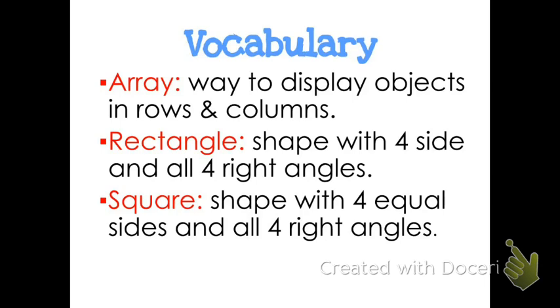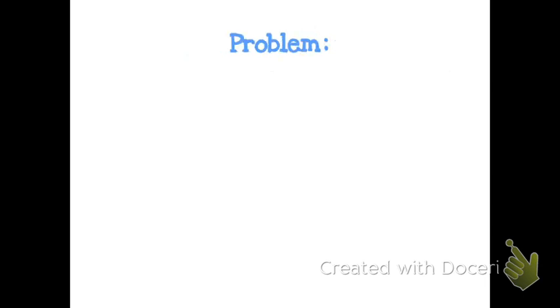Rectangle is a shape with four sides and all four right angles. Square is a shape with four equal sides and all four right angles. So the difference between a rectangle and a square is that a square has all equal sides and a rectangle will not have all equal sides.